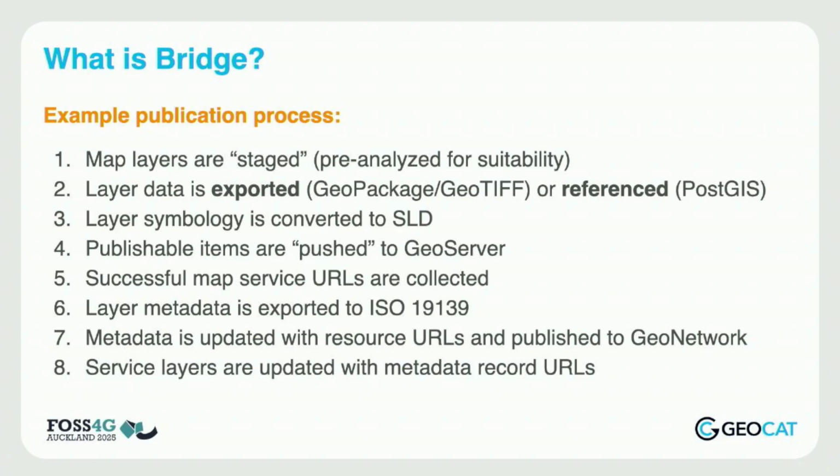So an example publication process. You have your map layers that are staged, that are suitable for publication in your desktop GIS. And then the layer data is exported in the form of GeoPackage or GeoTIFF, depending on the type of information, or is referenced. If you use a PostGIS database, the data would just stay in the database, and the layers would be configured on top of it. Then the layer symbology is converted into SLD, which is the style layer descriptor open format from the OGC, Open Geospatial Consortium.